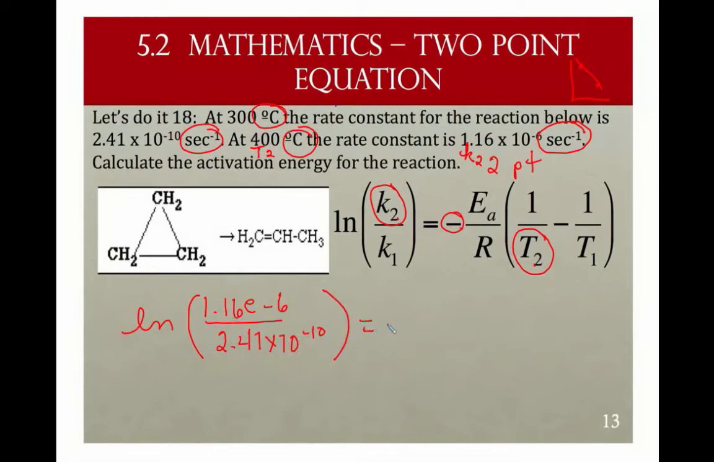10. Now, if you're ever having to plug in E sub A, you just have to remember that E sub A is in joules, not kilojoules. And therefore, you have to use R in joules, or the one we use for kilopascals. Now, if I convert my temperatures, this becomes 1 over 673 minus 1 over 573.